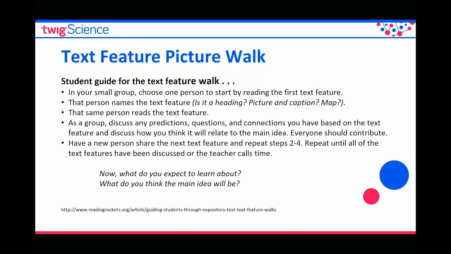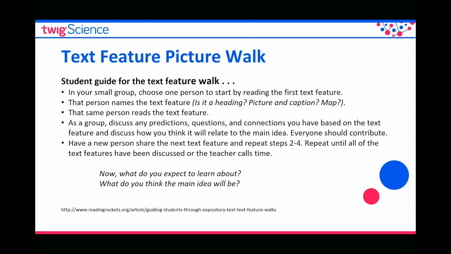You would put your students in small groups, give them a new piece of text, and one person would start by looking through, let's say, the chapter until they get to the first text feature. They would name that feature, and then they would read it. They would look at what information it provides. Then the group would discuss, based on what we know from this text feature, do we have any predictions about what we're going to read? Does it generate any questions? Are there connections that we can already make to what we think this text is going to be about? They obviously know the title of the book. So everyone has an opportunity to contribute.